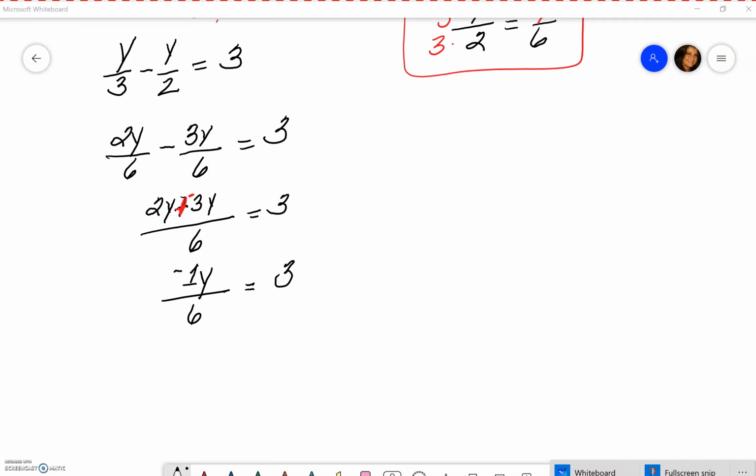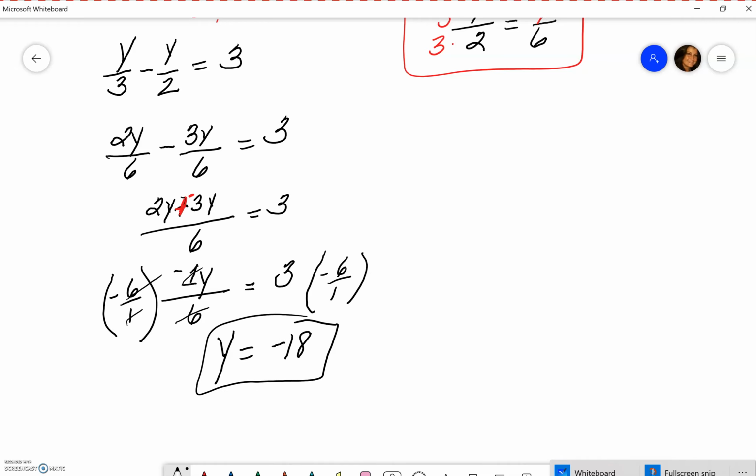We're going to go ahead on this side and multiply by the negative reciprocal fraction, so that we end up with a positive answer, and these all divide out to 1s. And then we're going to multiply that same fraction to the opposite side. And so y is equal to negative 18.